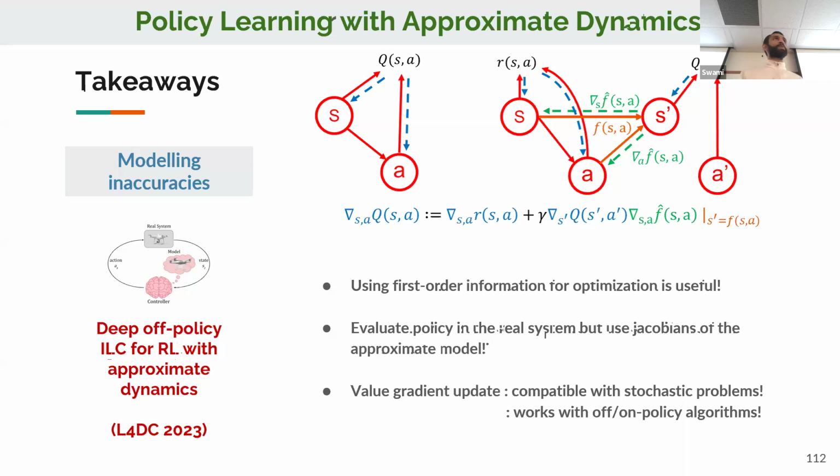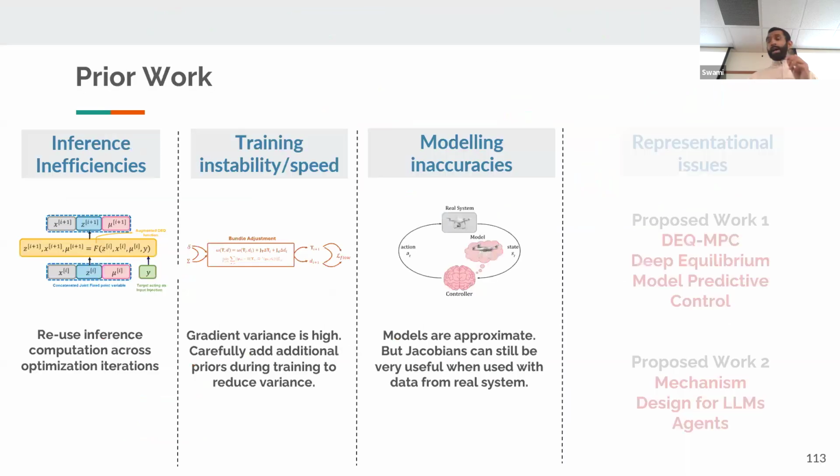And so that wraps up this line of work, where I hope the takeaway is that first order information, especially in a lot of these optimization problems, is useful. And even if you can't get access to true simulators or true system parameters, you can still use approximate Jacobians from approximate models you might have to accelerate your optimization problem. And we proposed a specific update in the context of sim-to-real transfer for reinforcement learning problems, which is generalizable to a bunch of different policy optimization procedures. And that wraps up our prior work. Any questions so far?